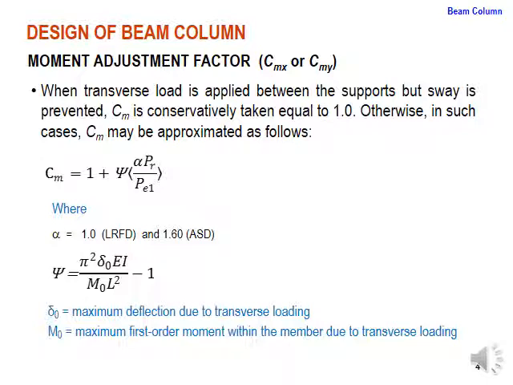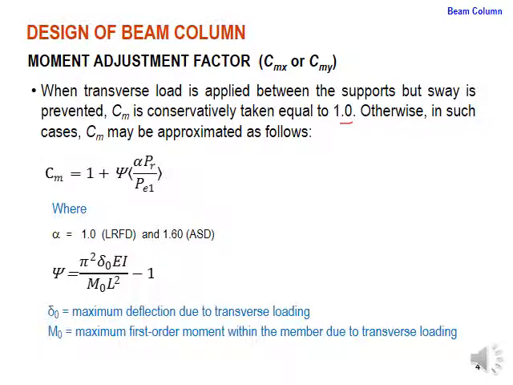Now next is when transverse load is applied between the supports, but sway is prevented. So your Cm is conservatively taken equal to 1. Even if the joints are restrained, with no side sway condition, the second condition has been changed: your transverse load is applied between the supports. So your sway is prevented. So what you have to do, your Cm is conservatively taken equal to 1.